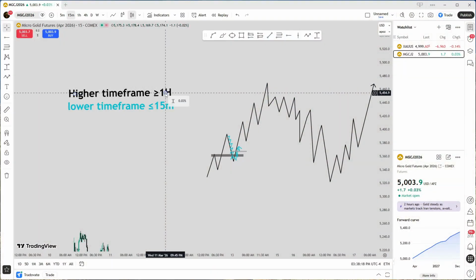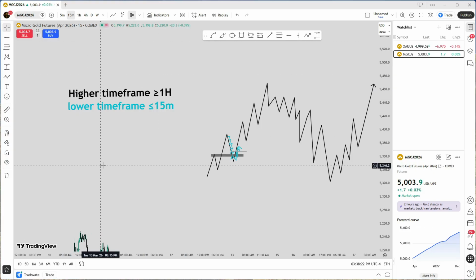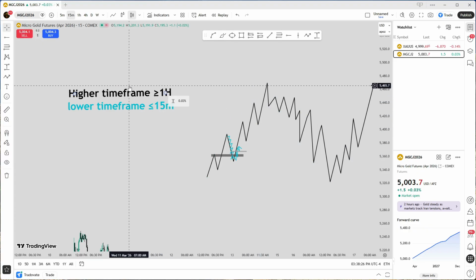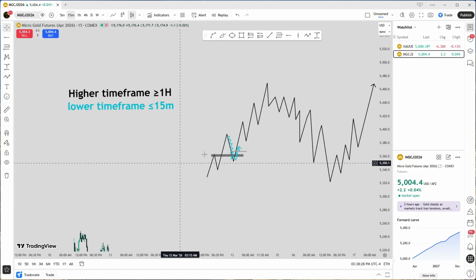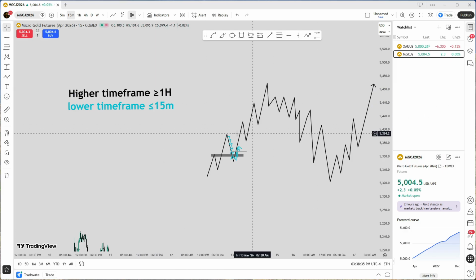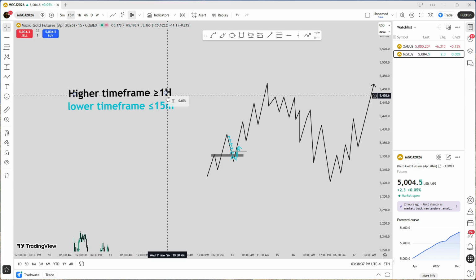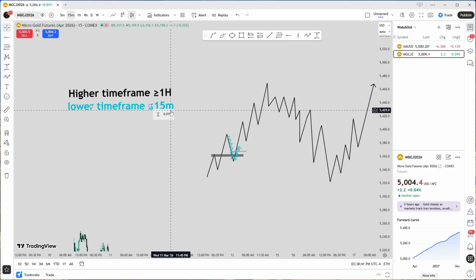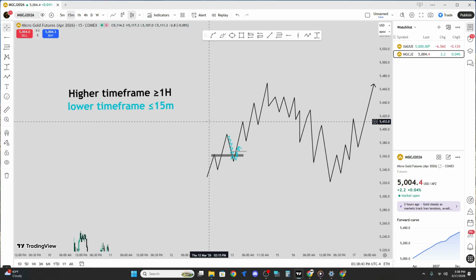So now we're on to time frame correlation. Basically, we have higher time frame and lower time frame. The higher time frame is the 1 hour and above, right? So the 4 hour, daily, weekly, etc. 1 hour is higher time frame. The lower time frame is a 15-minute and below, right?